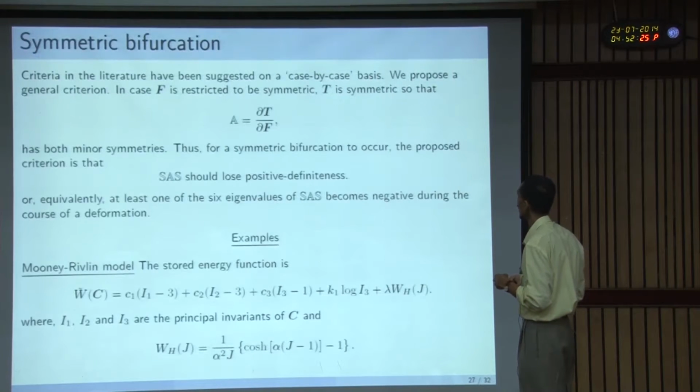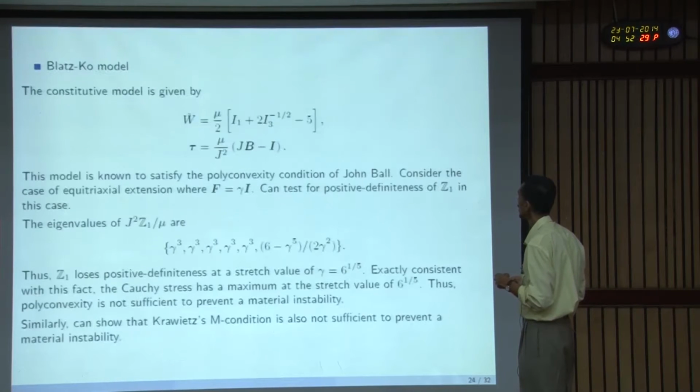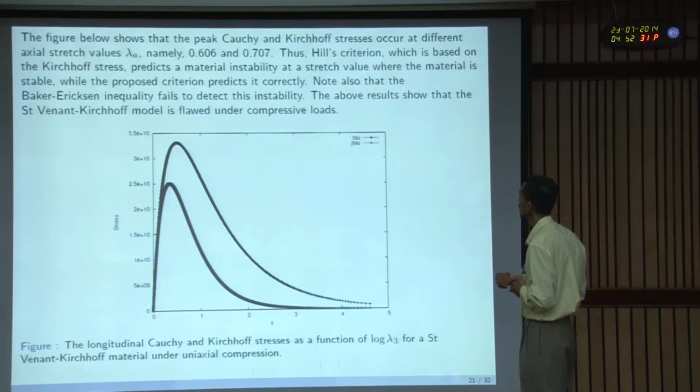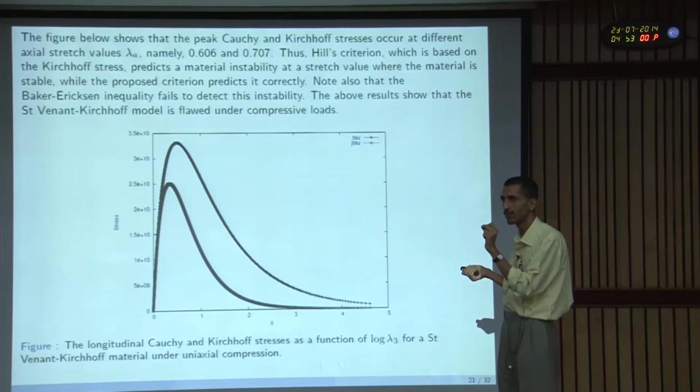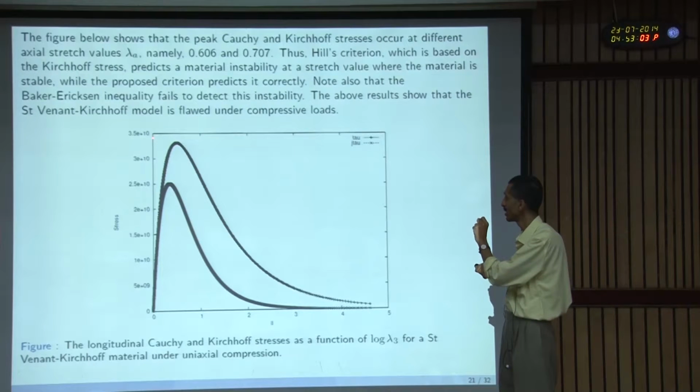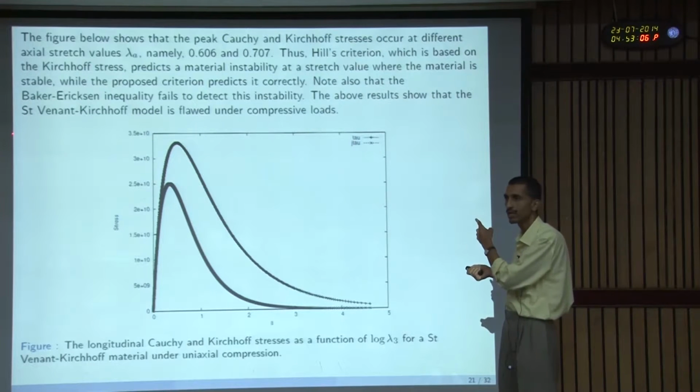Because if I understand, there are situations where you have found instability where these inequalities have not predicted that instability. Maybe here. So Hill's criterion is predicting it at a wrong stretch value. So here it is predicting it at some 0.7 or something like that, whereas the actual thing is happening here. So actually the material is stable at 0.707, but it says that it is unstable. I don't know whether that answers your question. So at 0.707, the material is actually stable, but Hill's criterion is saying it is unstable. So it predicts instability too early.